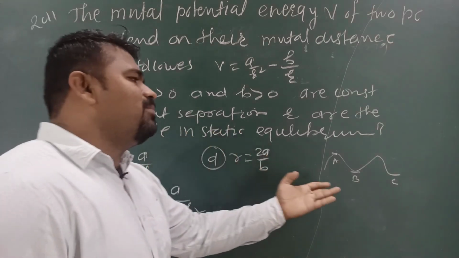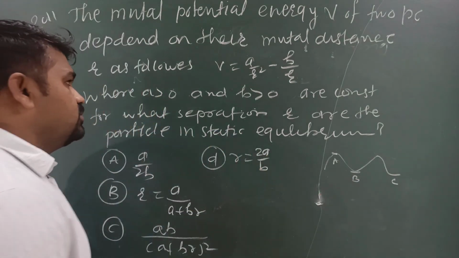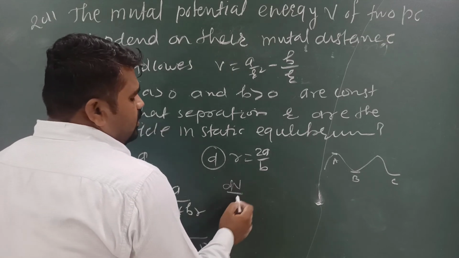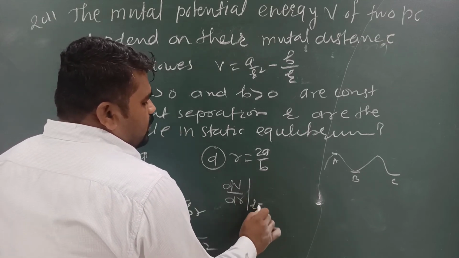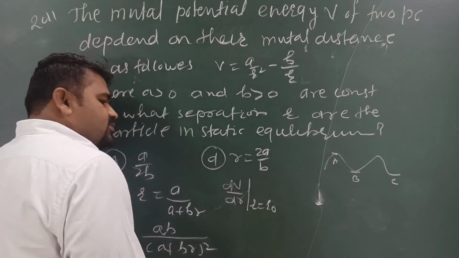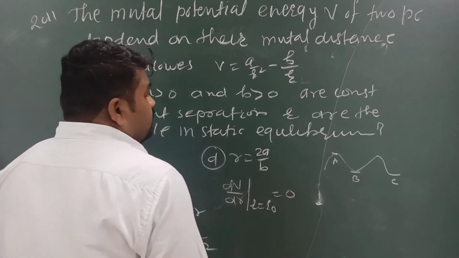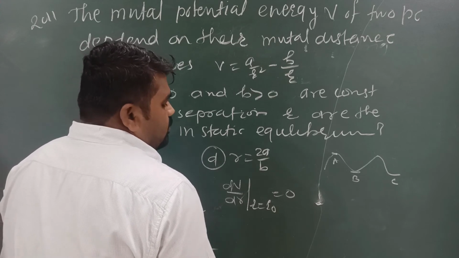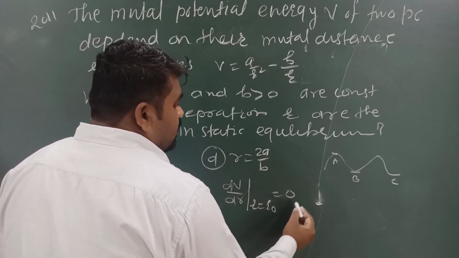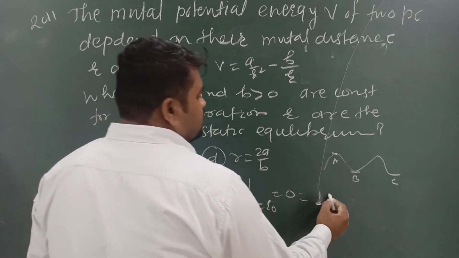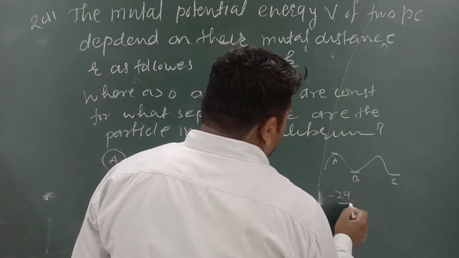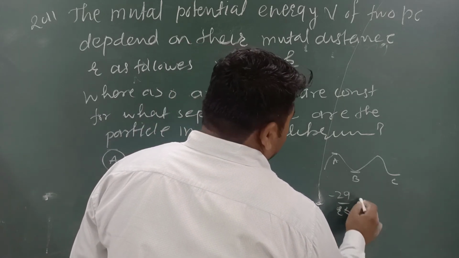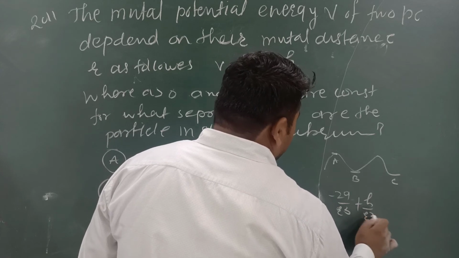Okay, means equilibrium condition. First derivative is equal to how much? 0. Means here dV upon dr is equal to 0 at r is equal to R0. Got it? Means at distance R0, this will be stable equilibrium. dV upon dr is equal to the derivative: minus 2A upon r to the power 3, minus becomes plus, B upon r square, is equal to how much?